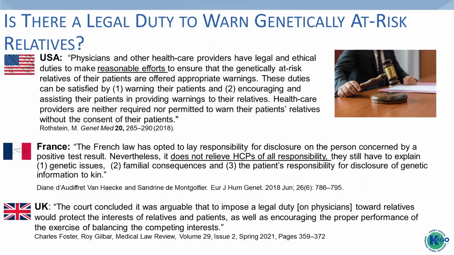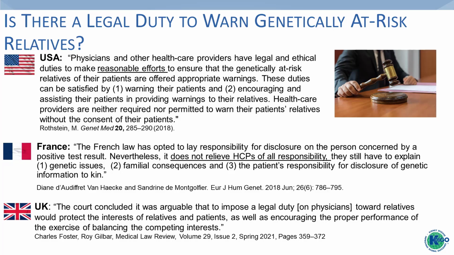So we just wanted to spend a little bit of time on the legal duty to warn genetically at-risk relatives. And it's something that has been evolving over the past few years and is still not clear in some places. So as a first example, the United States. In the United States, physicians and other healthcare providers have legal and ethical duties to make reasonable efforts to ensure that the genetically at-risk relatives of their patients are offered appropriate warnings. And so what does reasonable efforts mean?